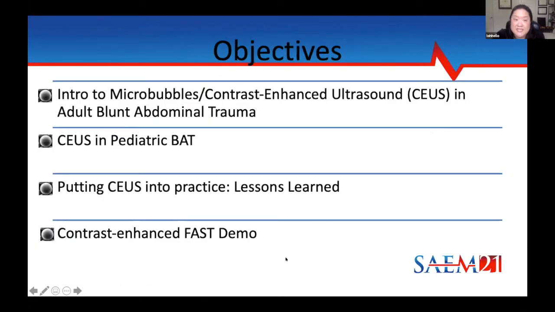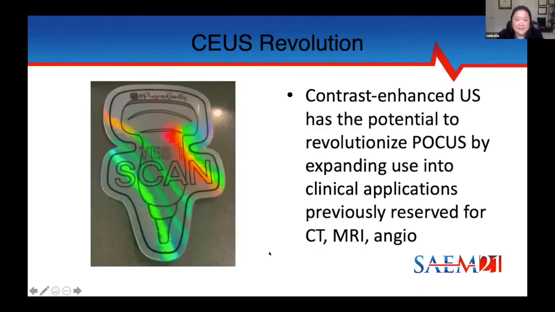So our objectives today are to talk about an intro to microbubbles, contrast enhanced ultrasound in adult blunt abdominal trauma, and then to talk about pediatric blunt abdominal trauma and contrast enhanced ultrasound. We want to talk to you about lessons learned from putting CEUS into practice, and then give you a demo of contrast enhanced FAST. We will also have time at the end for audience questions.